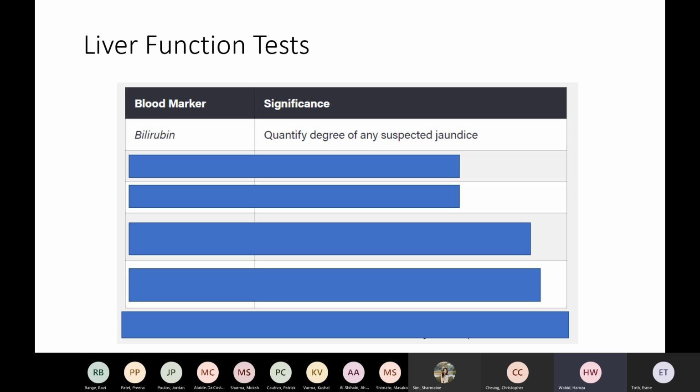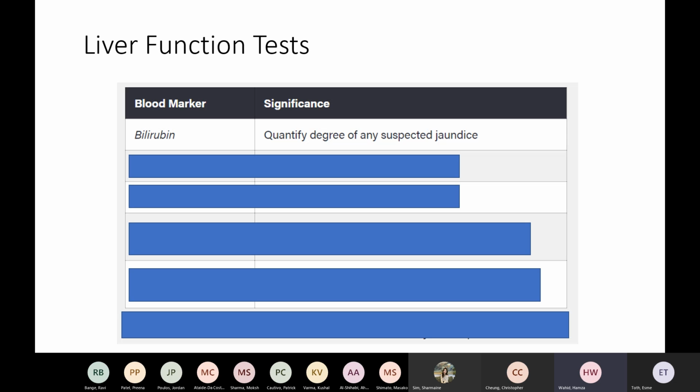AST and ALT, absolutely, excellent. And there's a little snippet where if the AST is higher than the ALT, that's usually more alcohol related. But if they're around the same, then viral hepatitis is more likely the cause. Excellent. And then what markers are more related to biliary obstruction? ALP and GGT were the ones that we were thinking of.